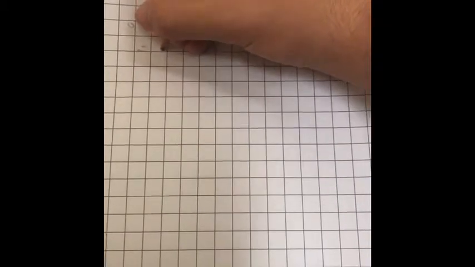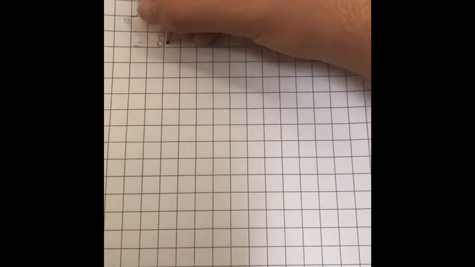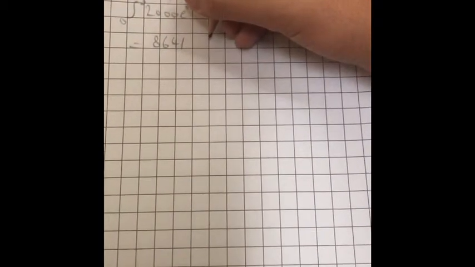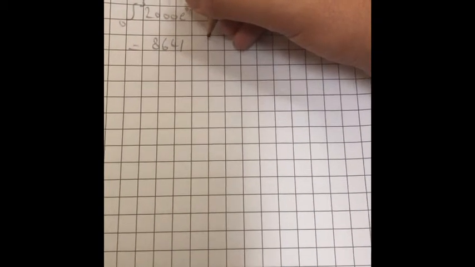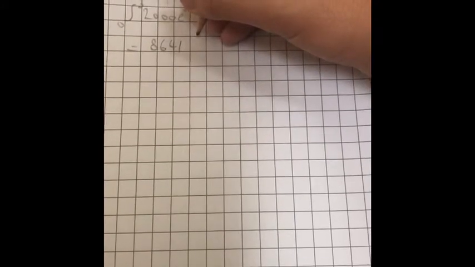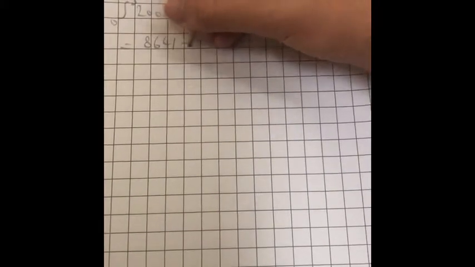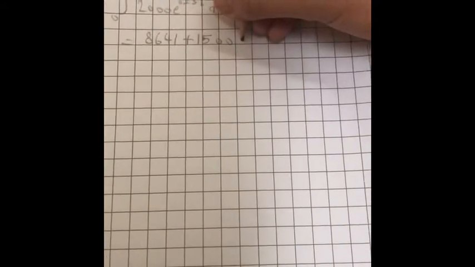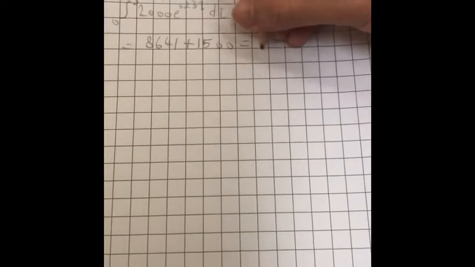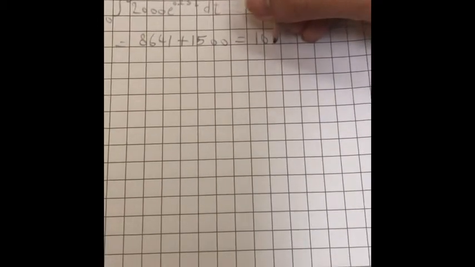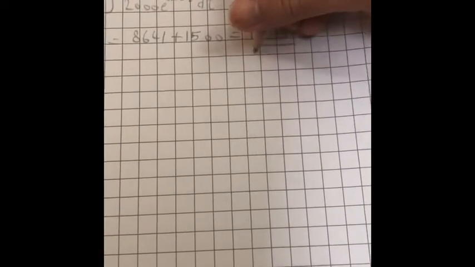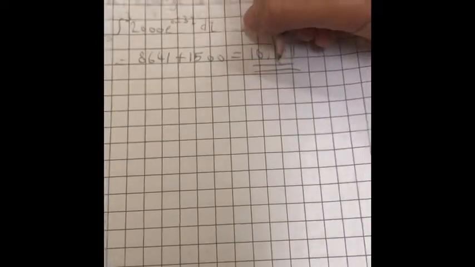It will give us 8,641. Then we will add the population from t is equal to 0 years, which is 1,500, which will finally give us 10,141, which is the final answer.